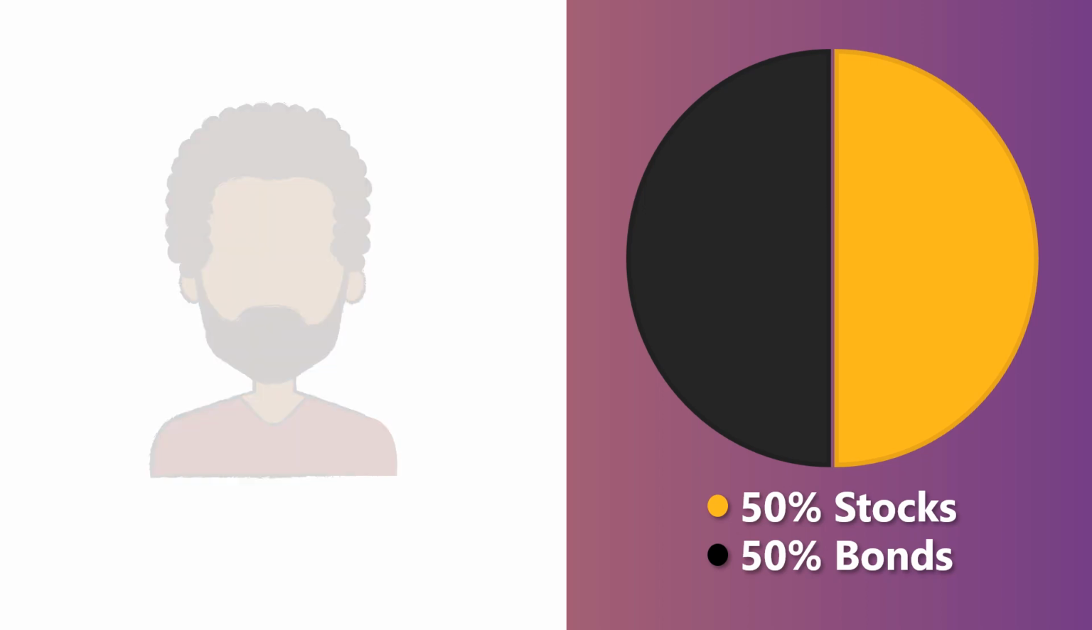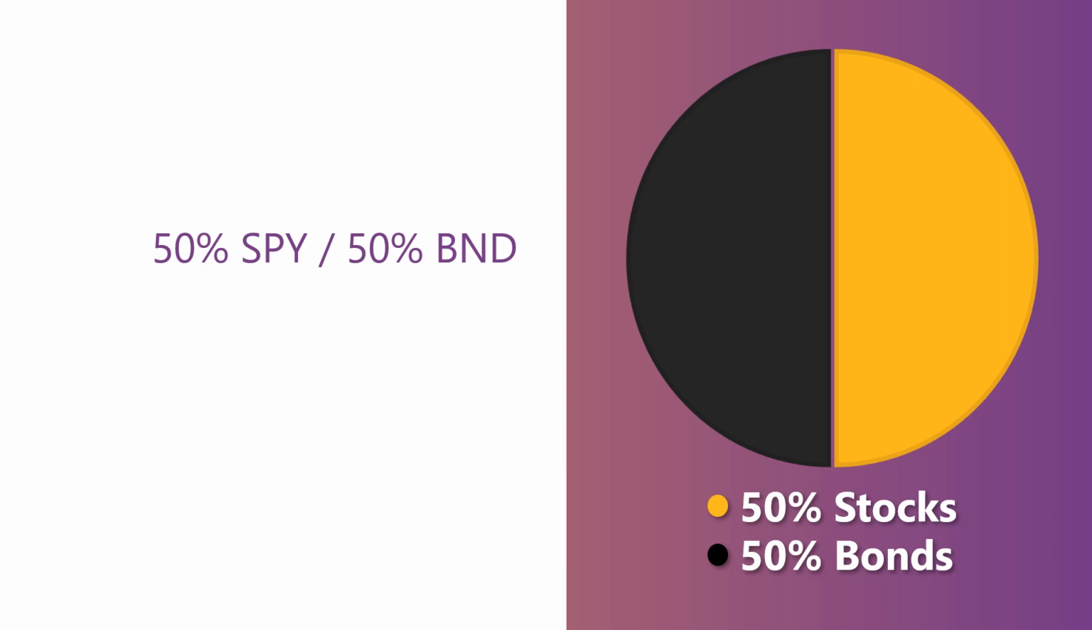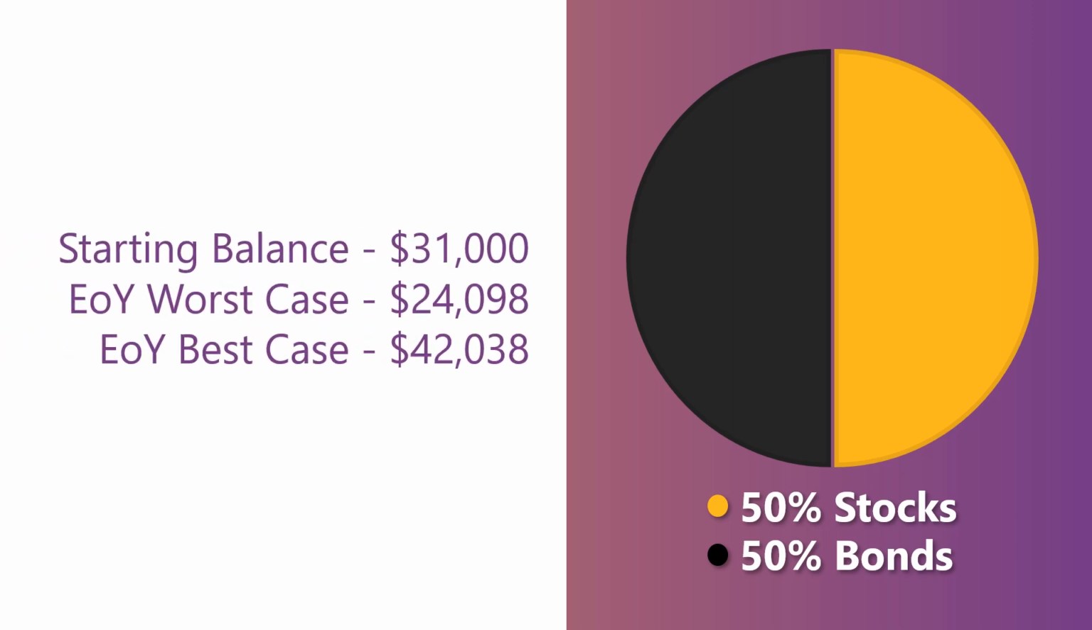Now fast forward, and Joseph is getting closer to his financial goal and wants to rebalance his portfolio to reduce his risk. He decides to allocate his updated balance of $31,000 to 50% in bonds and 50% in stocks. With this new asset allocation, Joseph has the potential to increase his portfolio to $42,038 by the end of the year, but could also see it fall to $24,098. You can see with just two assets in your portfolio how different your returns can be based on your allocation. Having the proper asset allocation is critical to reaching your goals and is why it's the most important investment decision.